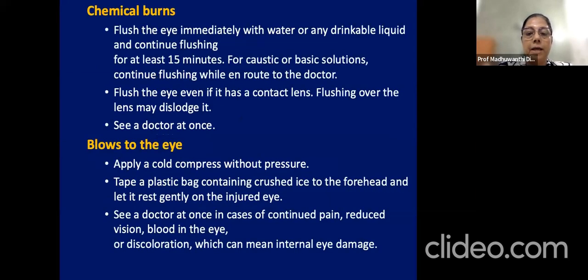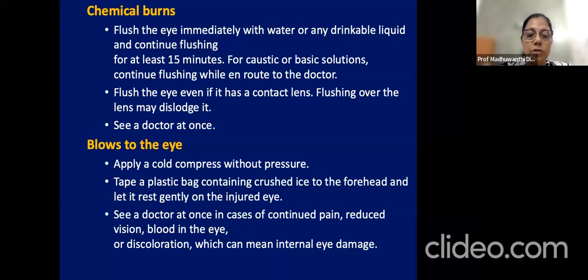Then if there is any chemical injury, flush the eye immediately with water or any drinkable fluid, and then continue flushing for at least 15 minutes. And while en route to the doctor also, they have to wash the eye. And if it has a contact lens, flush the eye even if it has a contact lens. Sometimes the contact lens may get dislodged, but you have to pay special attention.